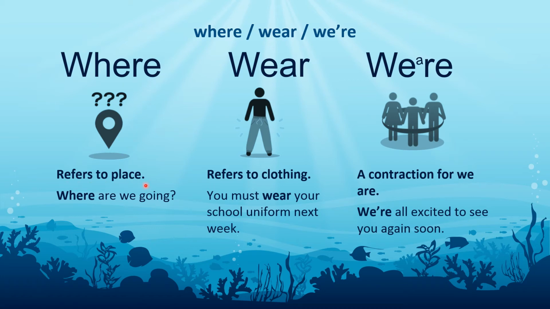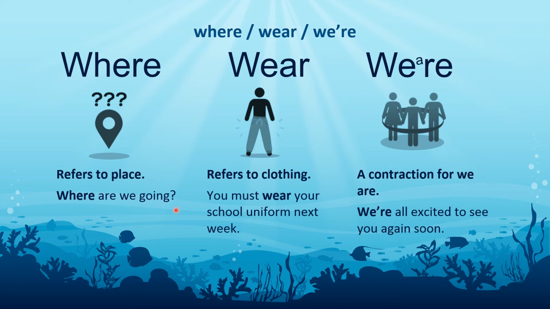This refers to a place. So if you look at the picture, this symbol is what you often see on your maps as the location. And I've put question marks. So, where are we going? Home is where the heart is. Okay? We often use where in our sentences when we're asking where a location is.